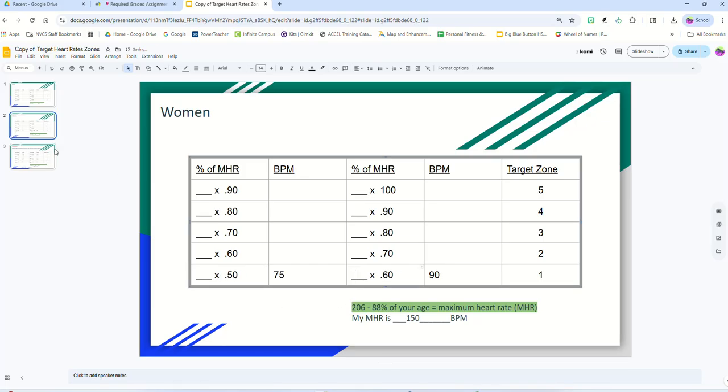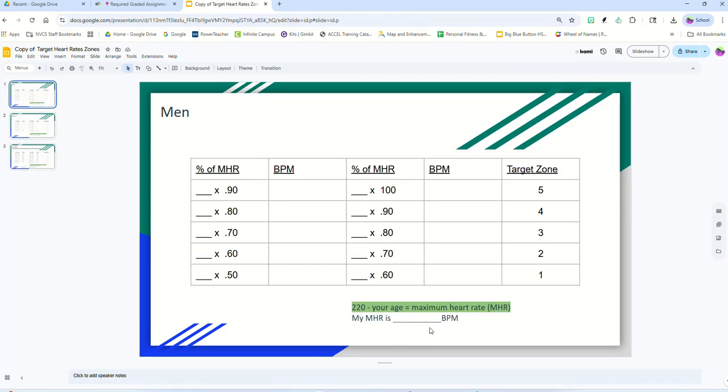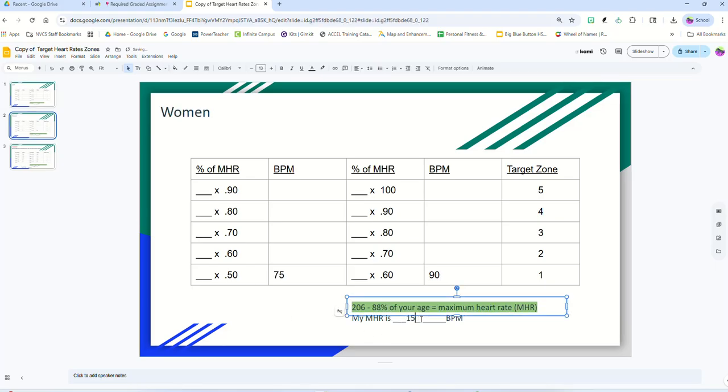So, men, how you determine your maximum heart rate is you take 220 minus your age, and that's your maximum heart rate, and you type it in here. Ladies, yours is a little more difficult just because you have to calculate 88% of your age and subtract it from 208.